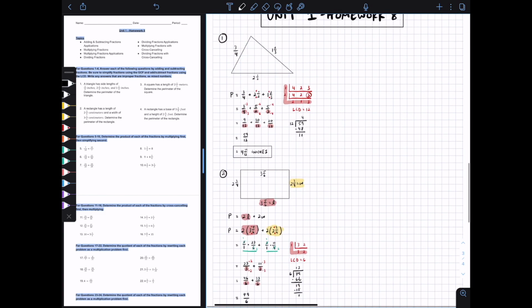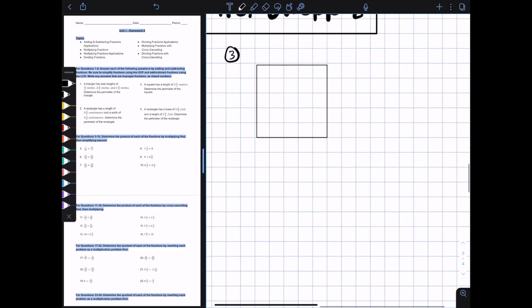Okay, running out of space, so I'll go over here. For number 3, let's check this out. We have a square. Let's go ahead and draw one of those. And this square is going to have a length of 2 2/5 meters. If it's a square, just keep in mind that all the sides are the same, so you can add 2 2/5 plus 2 2/5 plus 2 2/5 plus 2 2/5. That's totally one way to do it.